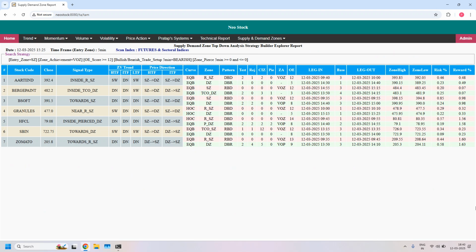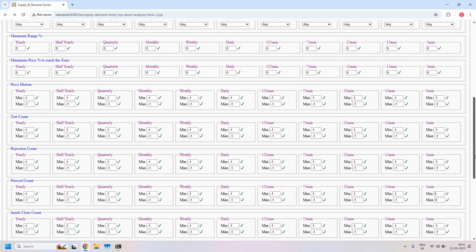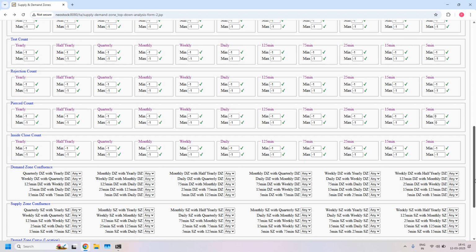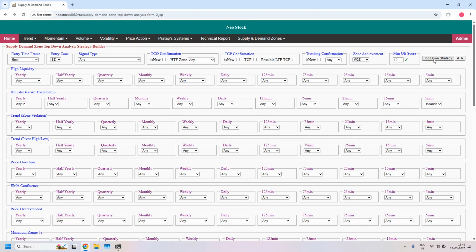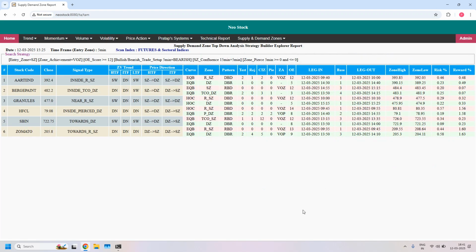And entry time frame zones are 5 minute supply zones. All these are 5 minutes supply zones. Out of these 7 5 minute supply zones, how many have ITF supply zone confluence? That is 5 minutes and 15 minutes supply zone confluence. Let's set that filter. So I am enabling the filter 5 minute supply zone with 15 minute supply zone confluence. With this filter, we got 6 stocks.